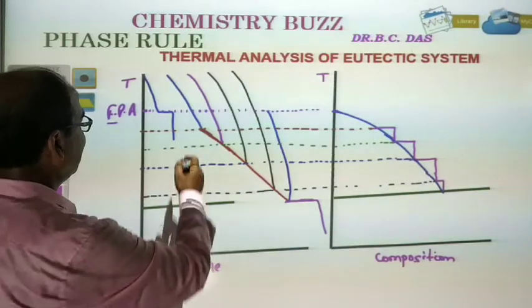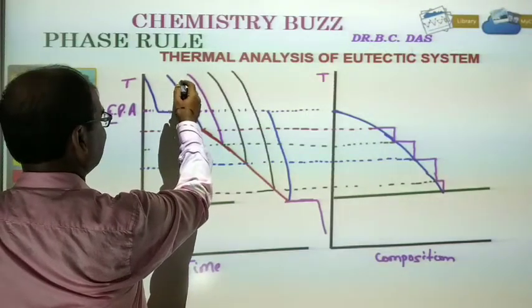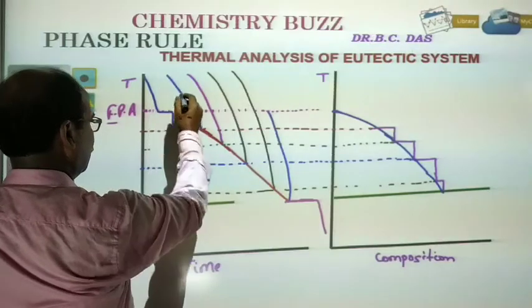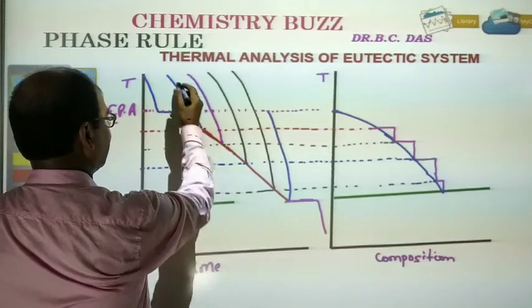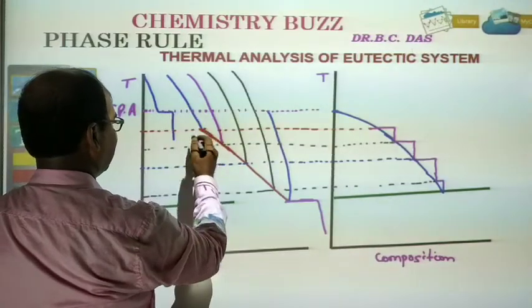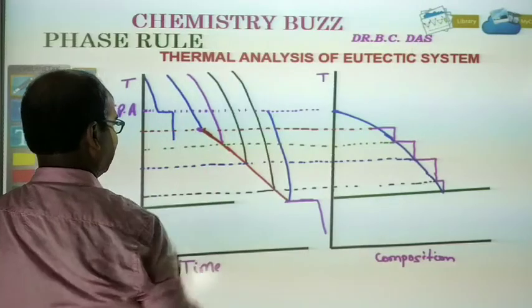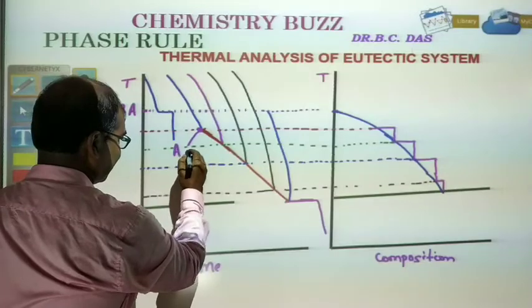B. So when it is heated to a very high temperature, a homogeneous single phase, a homogeneous solution, is formed, then it is cooled. The cooling is very sharp because there is no change of phase. But at this point, the first solidification of A starts.